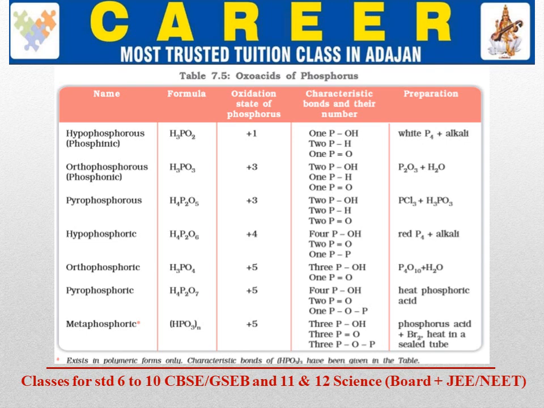Pyrophosphorous acid is also +3, hypophosphoric acid +4, orthophosphoric acid +5, pyrophosphoric acid +5, and metaphosphoric acid is the most acidic in nature among all the oxoacids. Remember the oxidation states and formulas of phosphinic acid, phosphonic acid and phosphoric acid well. There is a high chance of an MCQ based on this.